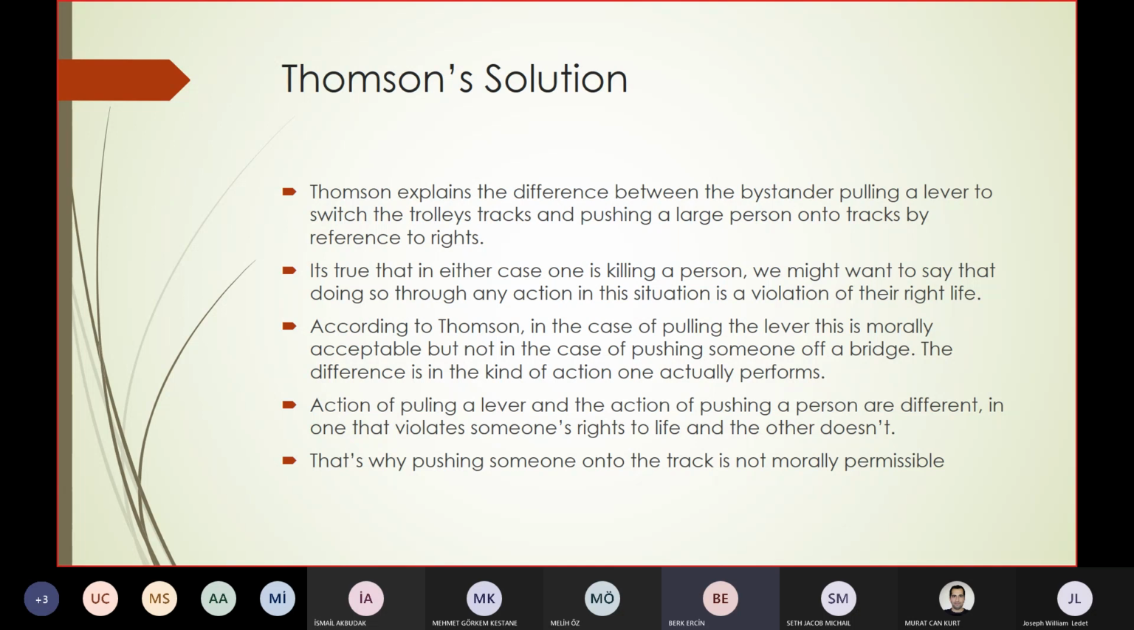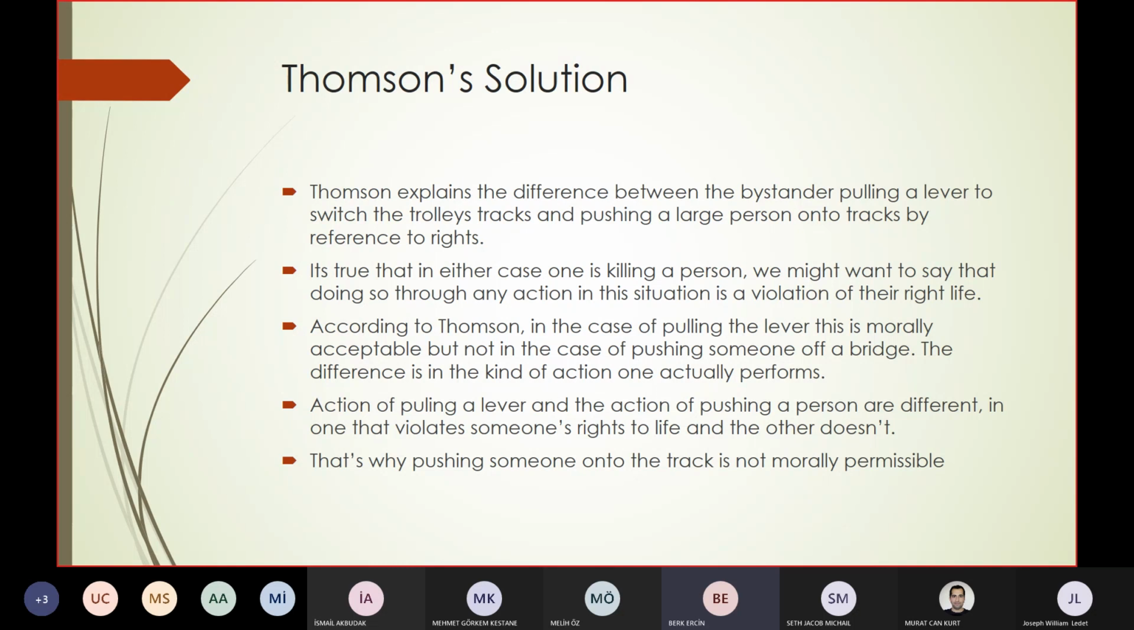It's important to note here that she's talking about the actual action of pulling a lever or pushing someone. It is true that in either case, one is killing a person. We might want to say that doing so through any action in this situation is a violation of their right to life. According to Thomson, in the case of pulling the lever, this is morally acceptable, but not in the case of pushing someone off a bridge. The difference is in the kind of action one actually performs.